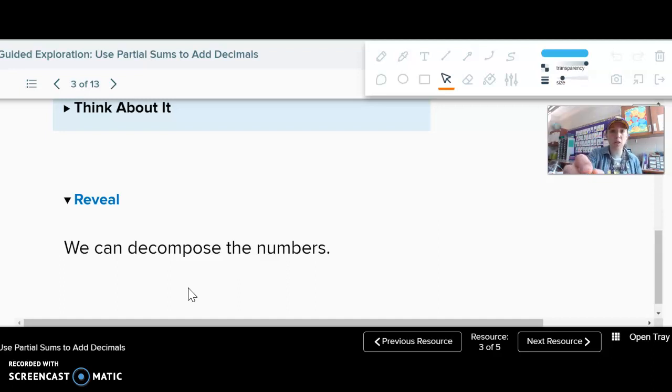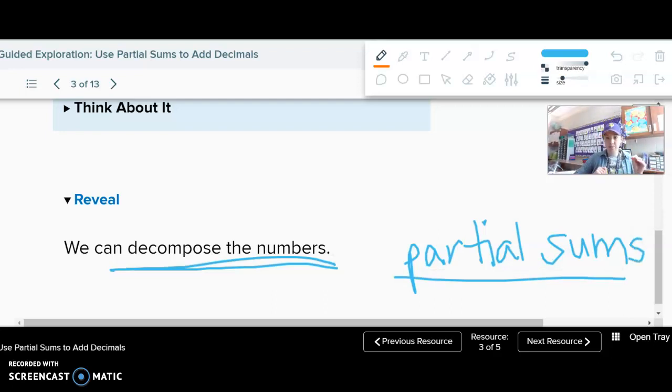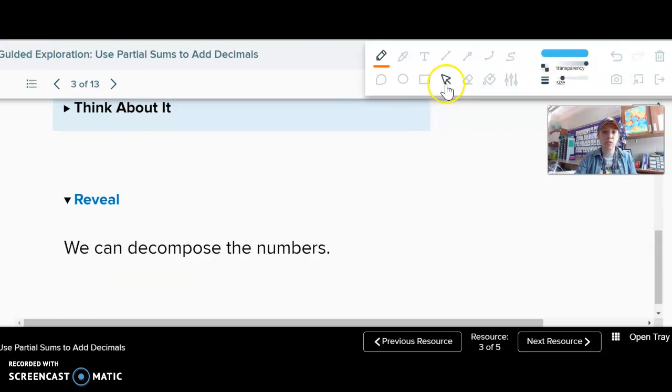Sorry, I'm jumping all over the place. So your strategy that you're writing on your notes, we can decompose the numbers so you can use partial sums is the next blank. Partial meaning like part, sum, the total when we add. So it's like we're just adding parts at a time instead of the whole numbers. So again, on your notes, another strategy, decompose the numbers so you can use partial sums. Okay? So now the steps that we are actually using for that.